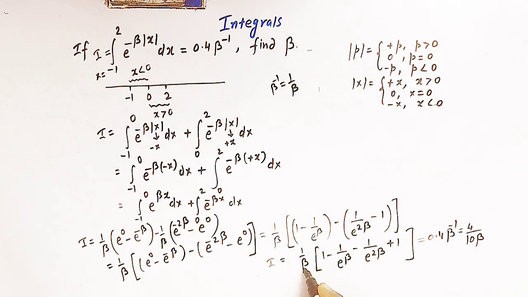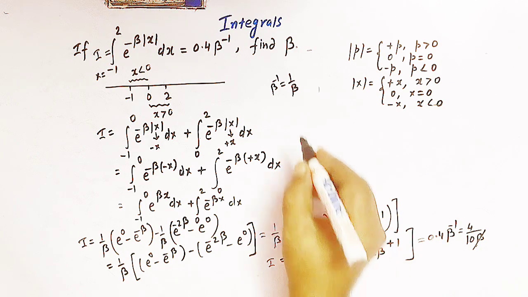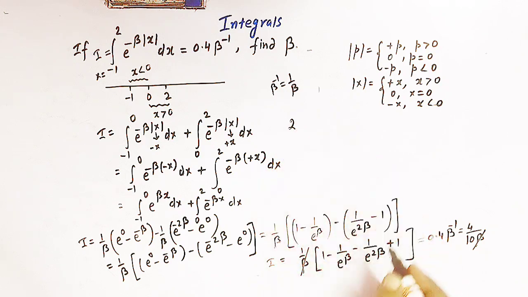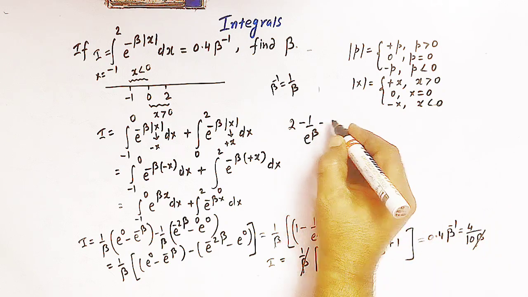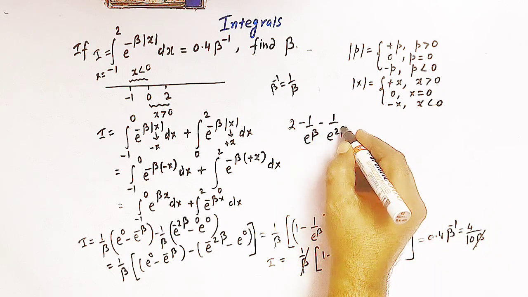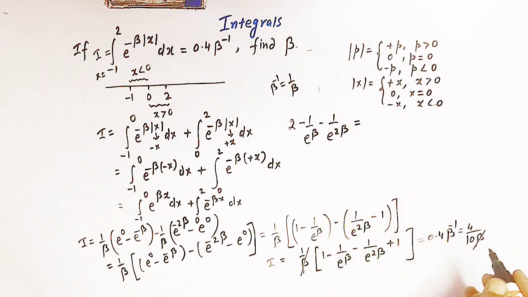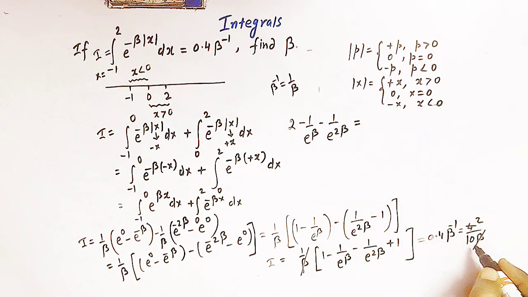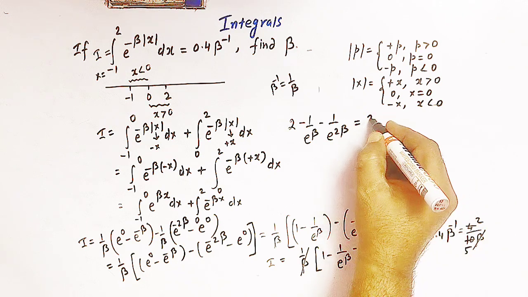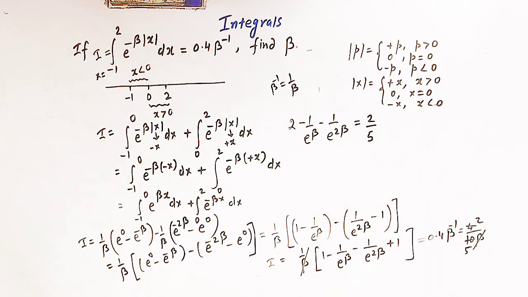Now see, the 1 over beta term is here, and here also we have 1 over beta. So this term and this term get cancelled. So now we have 1 plus 1 is equal to 2. Then we have minus 1 over e raised to beta minus 1 over e raised to 2 beta is equal to 4 over 10, right? And 4 over 10 can be written as 2 over 5.